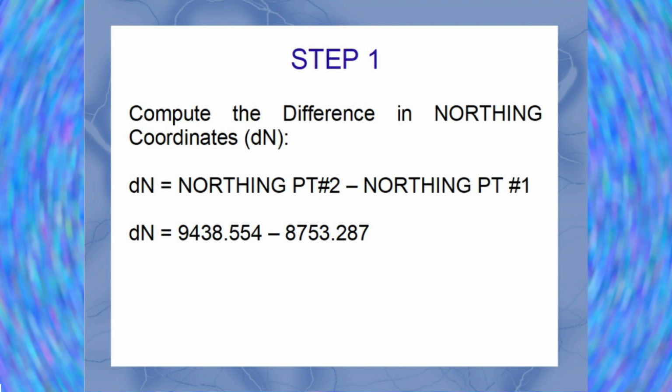So in this case we can see here 9438.554 is the northing of point number 2, minus 8753.287, which is the northing of point number 1, providing us with a difference of 685.267.